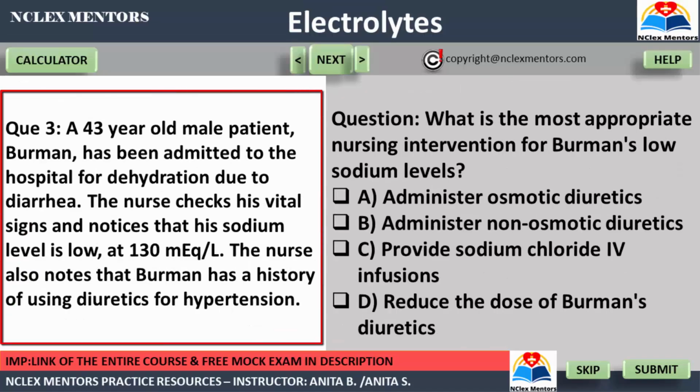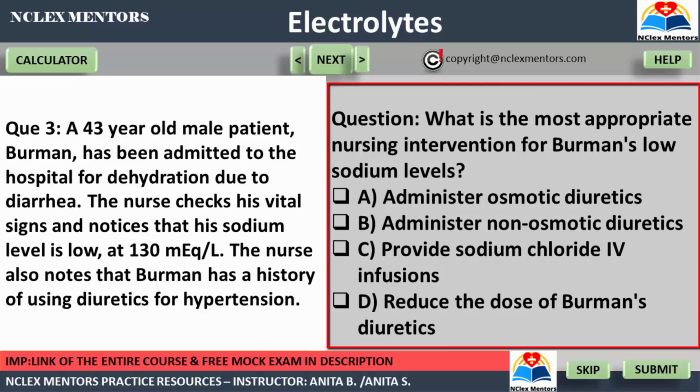A 43-year-old male patient, Berman, has been admitted to the hospital for dehydration due to diarrhea. The nurse checks his vital signs and notices that his sodium level is low at 130 milliequivalent per liter. The nurse also notes that Berman has a history of using diuretics for hypertension. What is the most appropriate nursing intervention for Berman's low sodium levels?